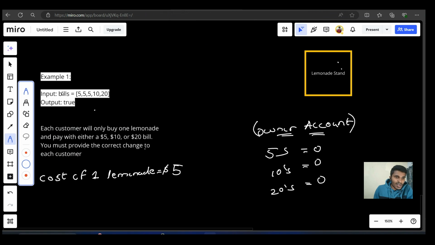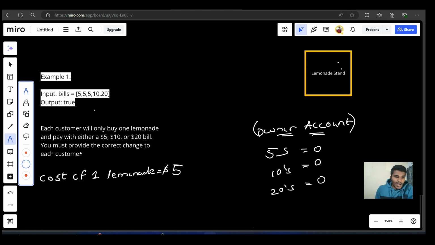This is the given example, guys. This is the bills of the customers who paid to the lemonade stand, and there are certain rules in our question. Each customer will only buy one lemonade and pay with either 5, 10, or 20 dollars.